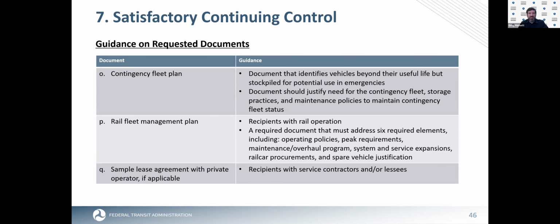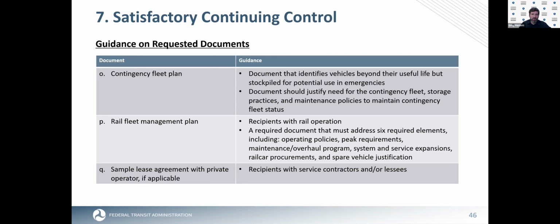Great, continuing on, item O, the contingency fleet plan. So this is applicable only if you have a contingency fleet. A contingency fleet typically describes vehicles that maybe have reached the end of their useful life. They're essentially on mothball status, but they can have a potential use. A good example is perhaps in an emergency. So if you do have a contingency fleet, you're going to need this contingency fleet plan, and it should justify the reason why you have the contingency fleet. You should also describe how you're storing the vehicles, and of course, any ongoing maintenance that you're using to ensure that the contingency fleet is in good shape. That would all be documented in the contingency fleet plan.